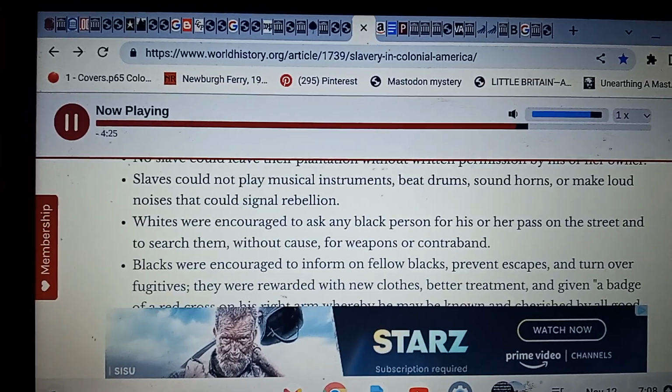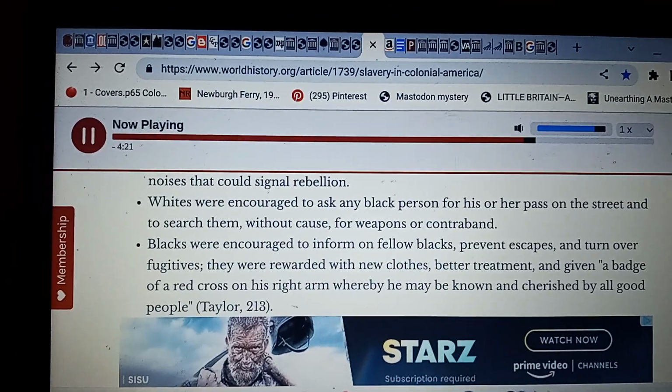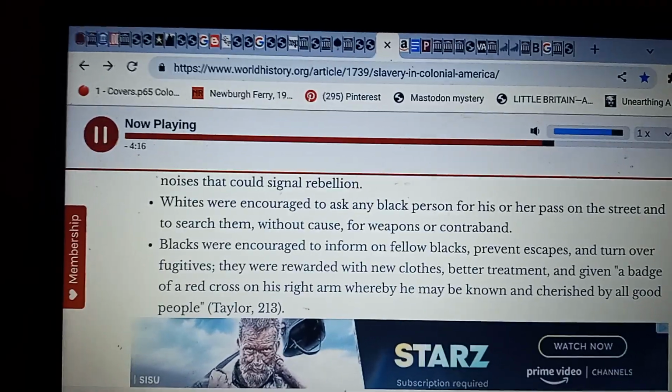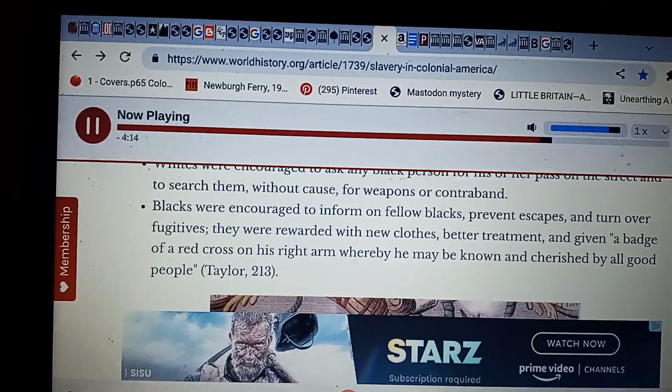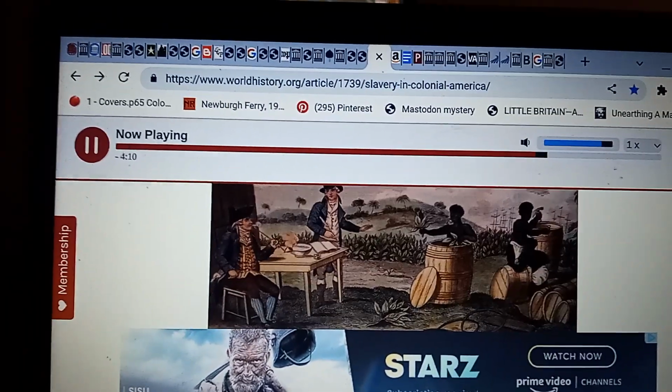Blacks were encouraged to inform on fellow blacks, prevent escapes, and turn over fugitives. They were rewarded with new clothes, better treatment, and given a badge of a red cross on his right arm whereby he may be known and cherished by all good people. Taylor, 213.